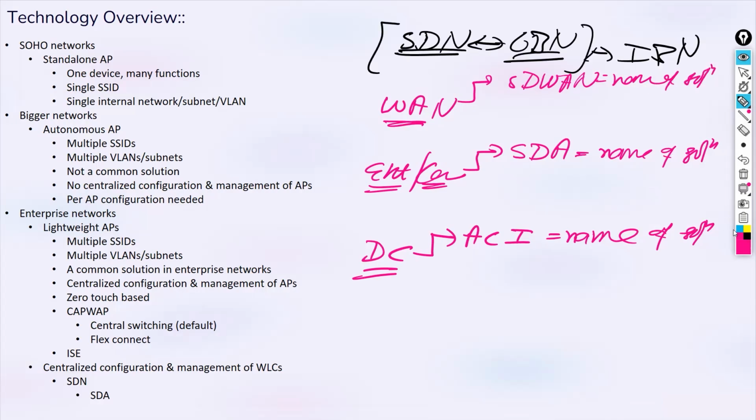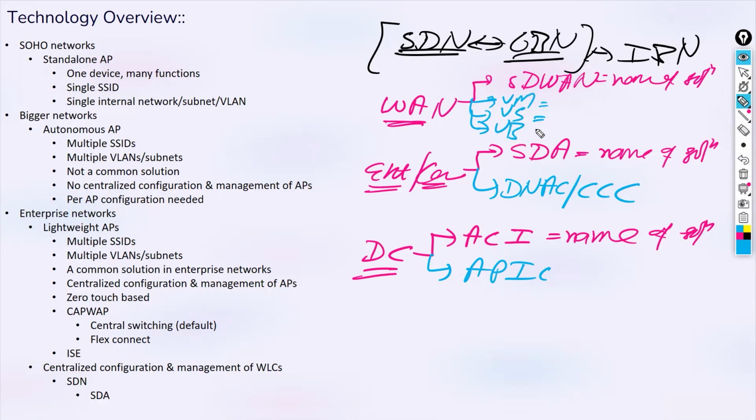Now, which controller or controllers make this possible? In data center, it is APIC. In enterprise, this is DNAC, or Cisco Catalyst Center. In wide area network, in SD-WAN, we have three different controllers for different responsibilities: vManage, vSmart, and vBond. Now they are called Catalyst Manager, Catalyst Controller, and Catalyst Validator or something like that. So Cisco has renamed and rebranded everything around the Catalyst family.